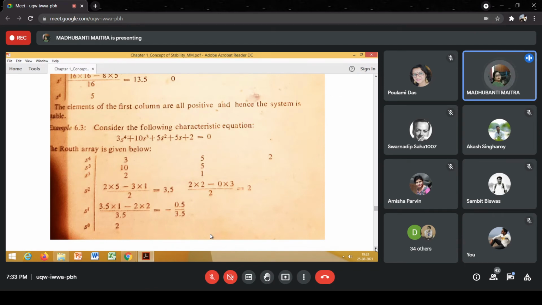Have you completed the Routh table? Yes, ma'am. So let's write down all the elements in proper sequence, all the elements appearing in the first column of the Routh array. So what are the elements? The elements are 3, 2, 3.5, then minus 0.5 divided by 3.5, and the last term of the first column will be 2. Clear?